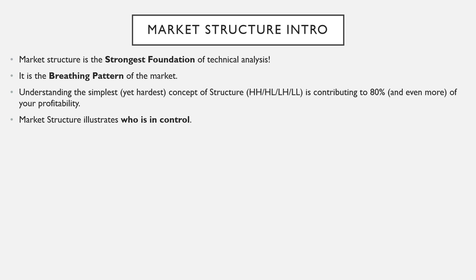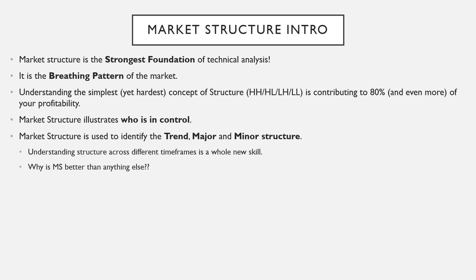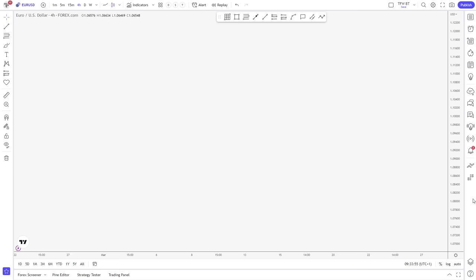Market structure is used to identify the trend and major and minor structure, right? So then if you start understanding the market structure across different time frames, this is a whole new skill, which we're going to cover also for major and minor structure. So why is market structure better than anything else, right? Why is market structure better than support and resistance and indicators and all of that stuff? I am going to show you later. And in fact, I'm just going to jump on a chart right now and show you why, first of all, market structure is better than support and resistance and trend lines. So I am right now on an empty chart, right? And it's not empty. There is something on the left. But what I'm just simply going to do is I'm just going to go ahead and plot a couple of horizontal lines.